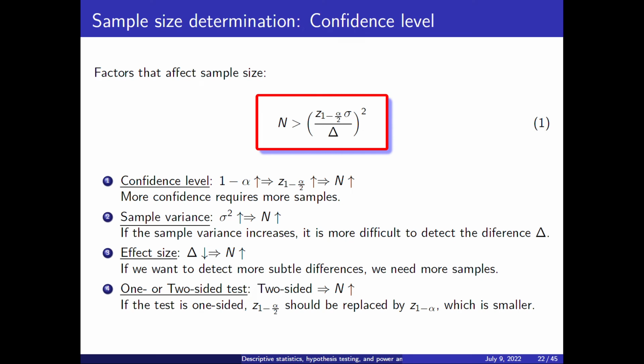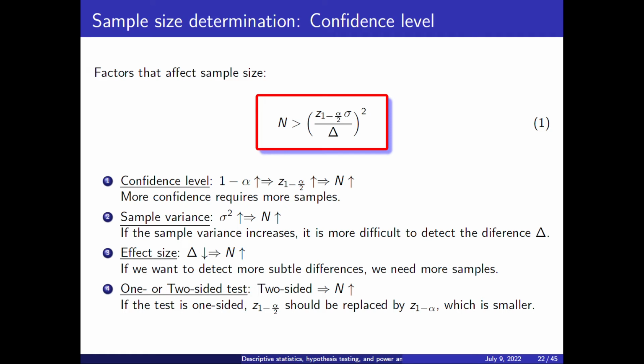Okay, so let's see how it works. So here is the same formula, but now a little bit more formal. So this is the 1.96 that we know that on the right of that point we have 2.5%. That is why we have this alpha divided by 2. And then it will be the 1.96 times sigma divided by delta. Okay, so let's see how this formula works.